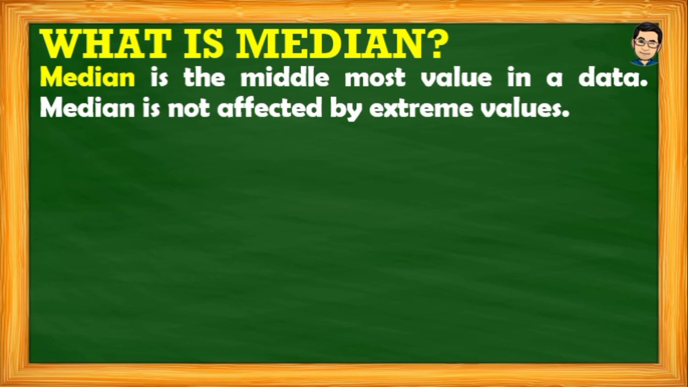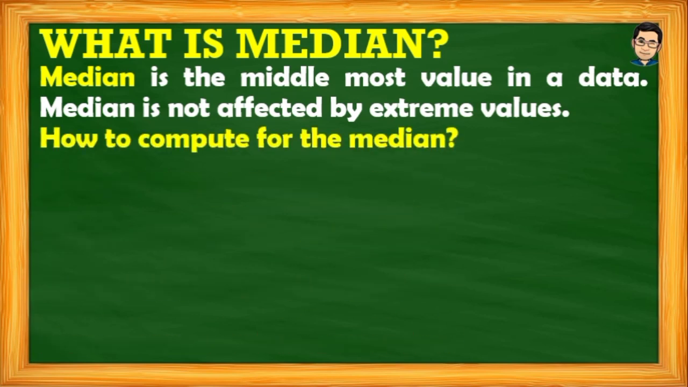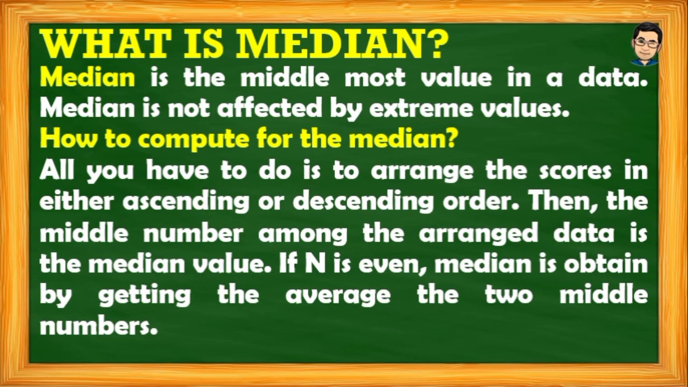So paano ba ang pag-solve ng median? All you have to do is to arrange the scores in either ascending or descending order. Okay, yan lang po yung pinaka-step ng pagkuha ng median. Kailangan lang natin i-arrange yung mga scores, yung data in ascending or descending order. Kapag sinabi nating ascending, pataas, mag-start tayo sa pinakamababa, papuntang pinakamataas. And then, yung opposite naman niya, descending, is mag-start tayo sa pinakamataas, pababa.